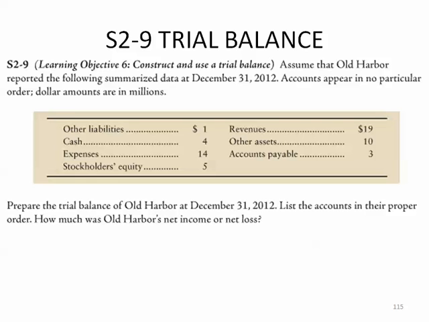Okay, we are going to be going through short exercise 2-9 right now. It's to construct and use a trial balance. So we're given a list of accounts, no particular order. Dollar amounts are in millions. That means you do not need to add zeros to them. We'll just use them as they're given.